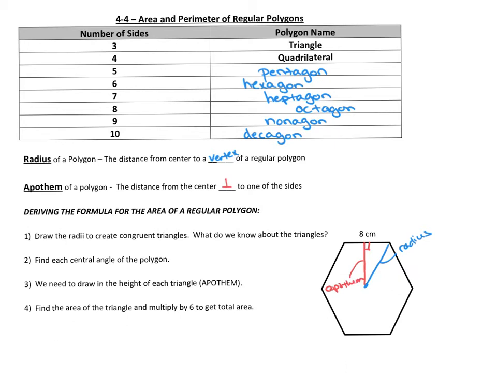So to find the area of a regular polygon, we're going to essentially break this into congruent triangles. So I'm going to go to the next page so we have a little more space to work.